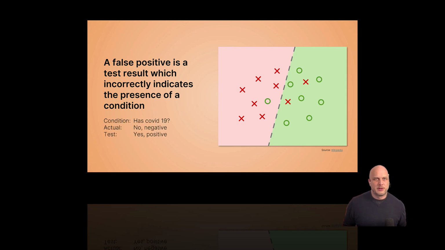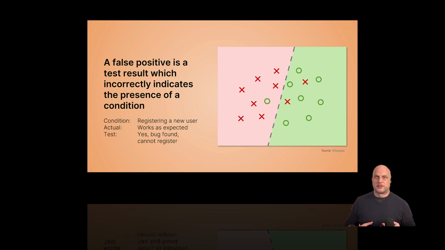Let's look at an example that everybody can relate to. There is a condition: do you have COVID-19? The actual truth is no. You do not have COVID-19 right now. But the test would say yes. This is a positive result. You are infected by COVID-19 at the moment of testing. That would be a false positive in every sense of its meaning.